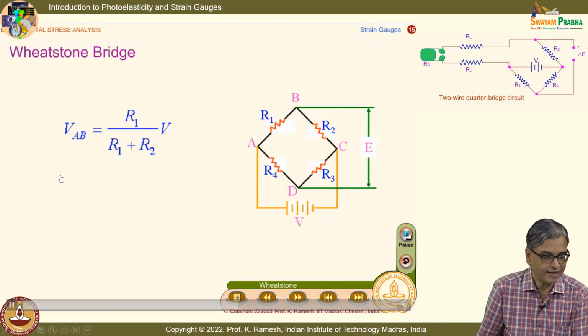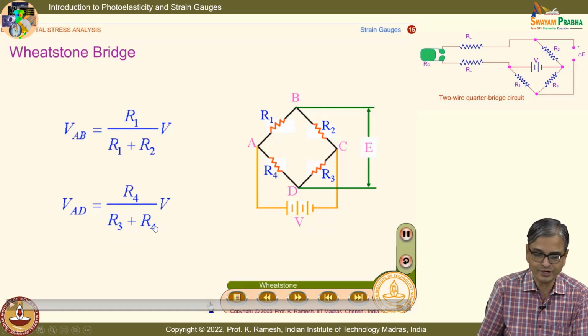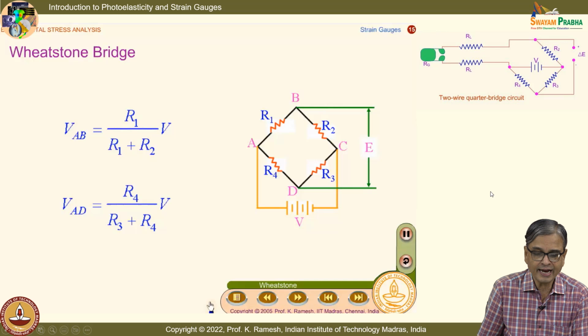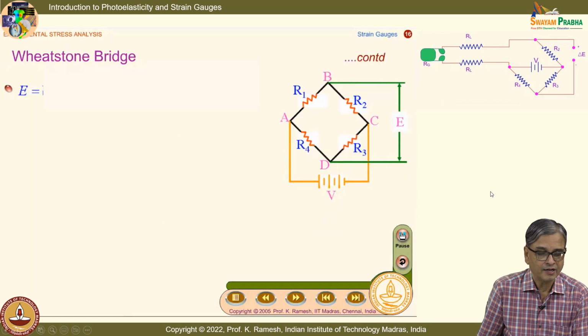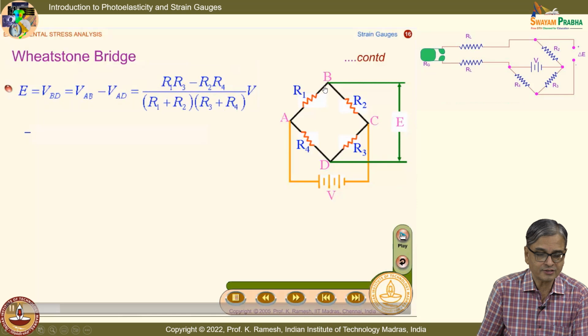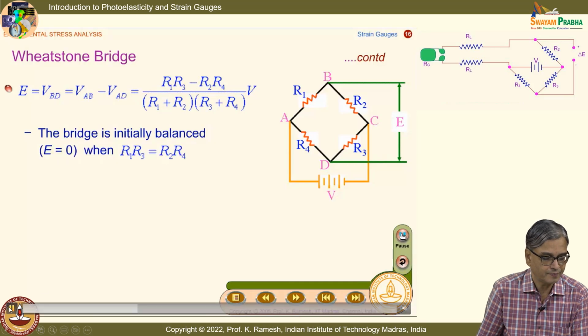Okay. So, I can write VAB equal to R1 by (R1 plus R2) times V, and VAD as R4 by (R3 plus R4) times V, and I get the voltage drop across the points DB as (R1 R3 minus R2 R4) divided by (R1 plus R2), and you also have in the denominator (R3 plus R4). The bridge is initially balanced, so I have R1 R3 equal to R2 R4.